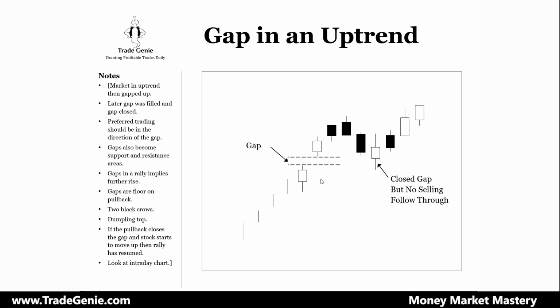So once they buy, the point I'm trying to make is that there are three kinds of support when the gap is created. The support could be the low of the gap. So this is the low of the gap. Another support could be the midpoint of the gap, somewhere in the middle.